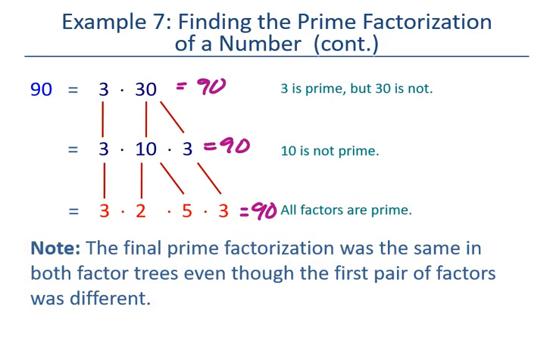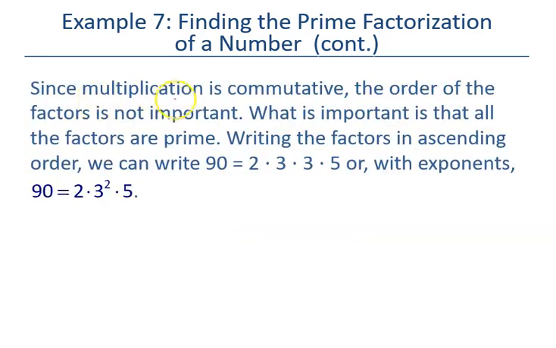So let's do another one here. Since multiplication is commutative, the order of the factors is not important. What is important is that all the factors are prime. Writing the factors in ascending order, we can write 90 as 2 times 3 times 3 times 5, or with exponents. You're going to want to get used to doing that a little bit. It's going to help out.